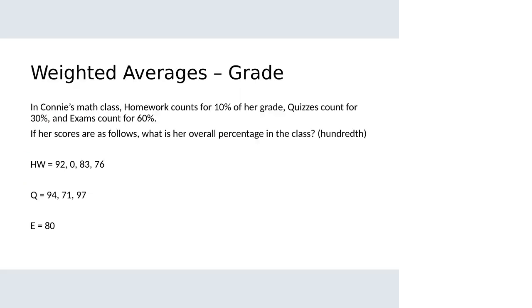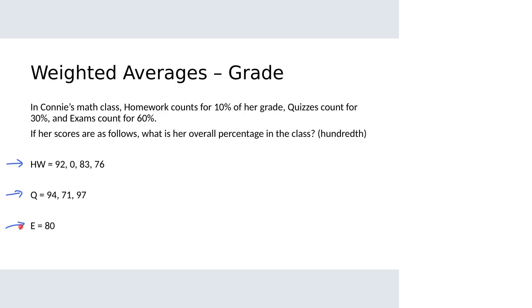Staying in statistics, we'll look at weighted averages. We talked about this last week when we were getting ready for our review for the final quiz, but here's a similar idea in Connie's math class. Homework counts for 10%, quizzes count for 30%, and exams count for 60%. If her scores are as follows, what's her overall percentage in the class? And the first thing we'll have to do is find the mean for each one of these categories.